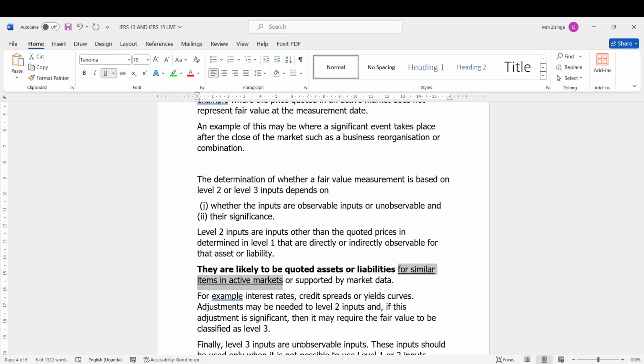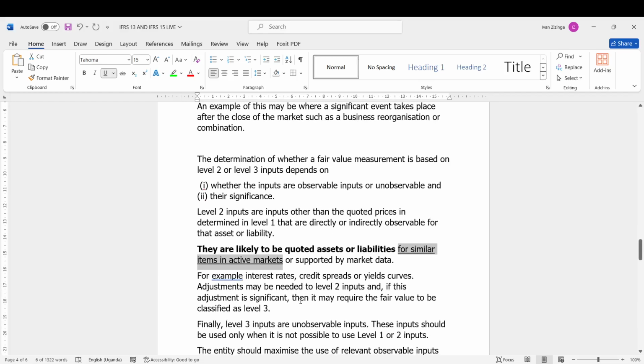Yes, that is clear. Level 1 quoted, level 2 quoted. The difference is level 1 identical, level 2 similar. And therefore, since it is similar, we must make some adjustments.